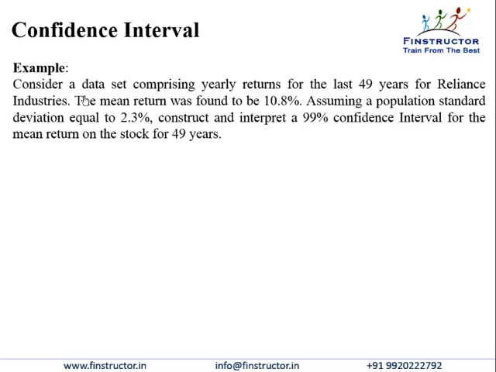So consider a data set comprising yearly returns for the last 49 years for Reliance Industries. The mean return was found to be 10.8%. Assuming a population standard deviation equal to 2.3%, construct and interpret a 99% confidence interval for the mean return on the stock for 49 years. So construction normally is the easy part. It is the interpretation that you must understand.